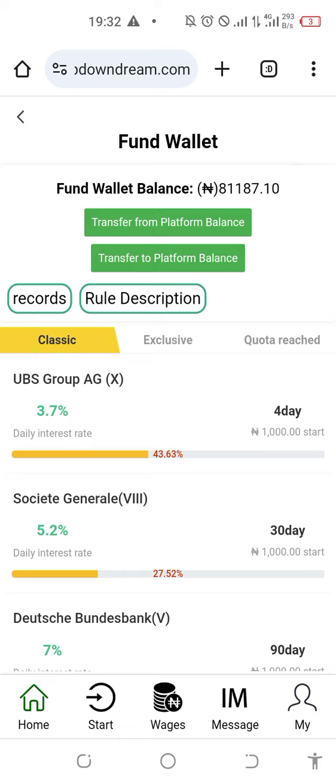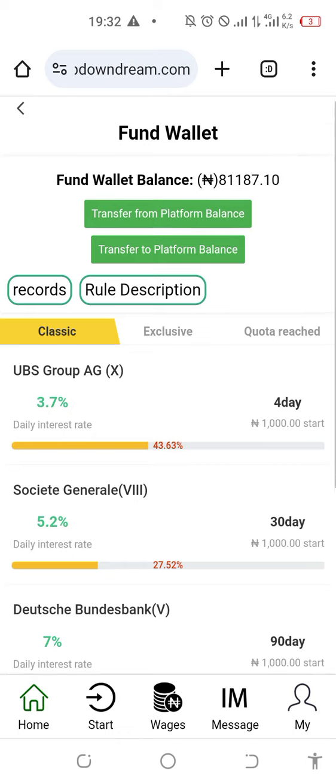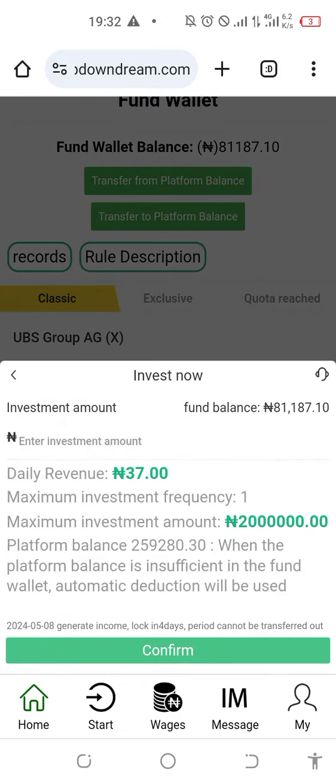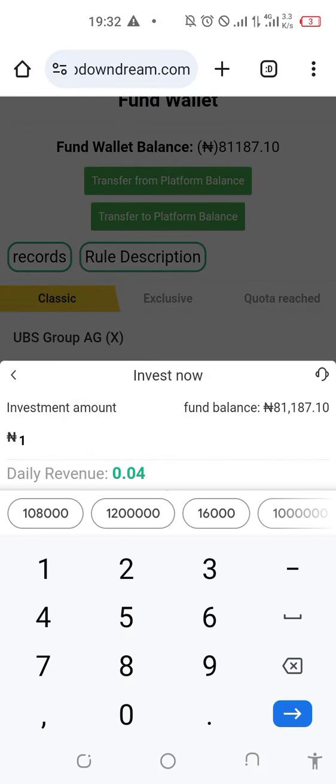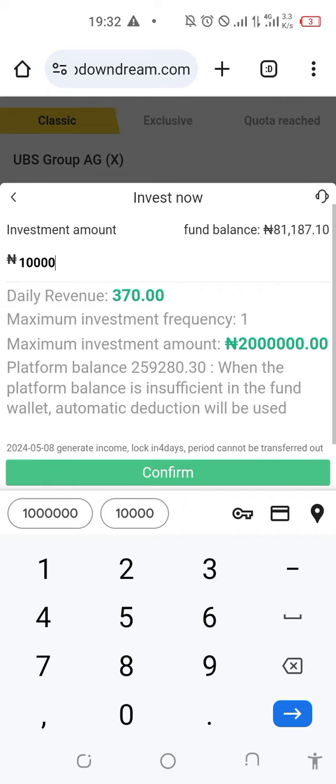So let's take an instance. I click on UBS Group and I put, let's say, 10,000 naira. Let's read what this says. It's simply saying that I'll be getting a daily revenue of 370 naira. So day 1, 370; day 2, 370; day 3, 370; day 4, 370. That's what it's simply saying. The money will be taken from my platform balance once I click on confirm here. Now let's quickly look at the more information we have. It's saying daily revenue is 370, which I just explained.